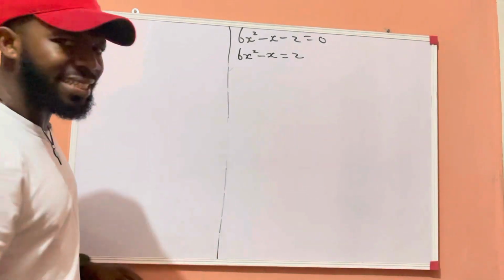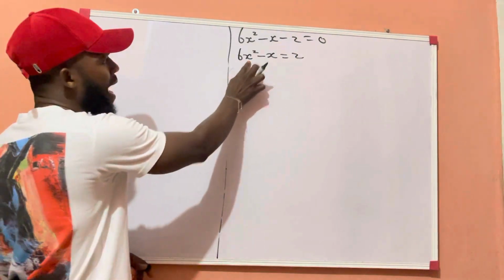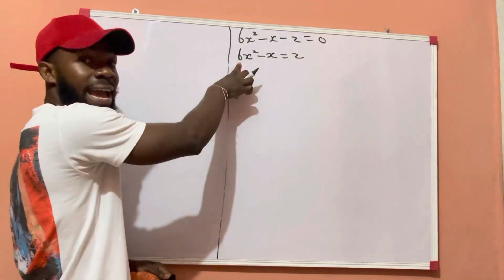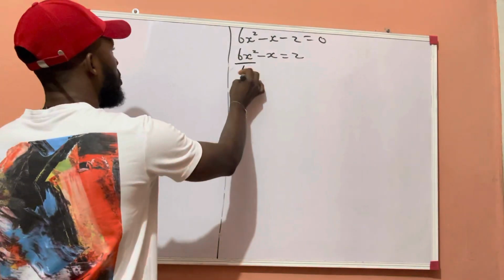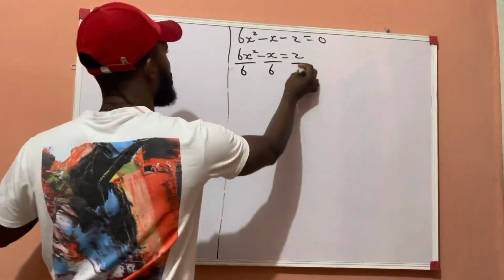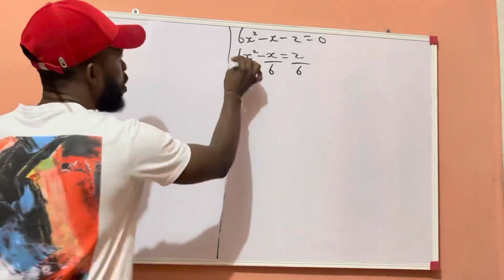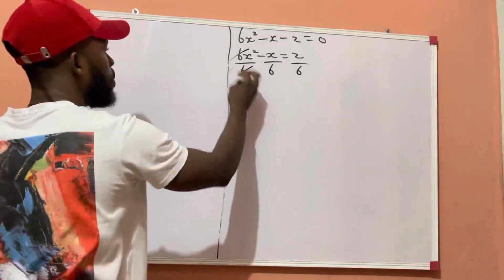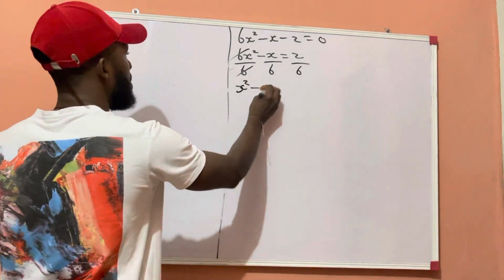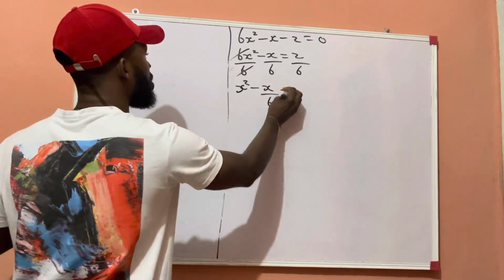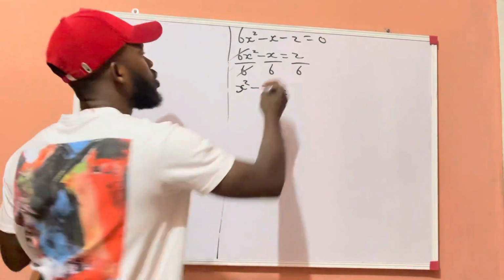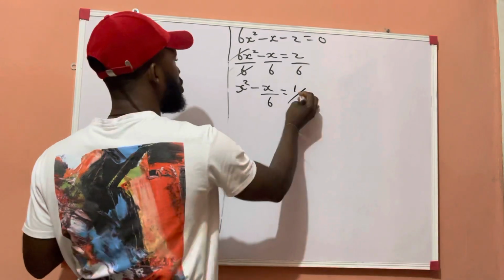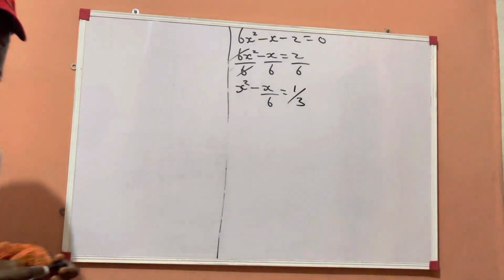And then what did I say is the second step you take? Make sure that your x squared is carrying 1. But what is our x squared carrying here? 6. So what did I say you do? You divide all through by 6. Over 6, over 6, over 6. So what do we have? When 6 cancels 6, what do we have left here? x squared minus x over 6 is equal to, I believe 2 can cancel 2 and 6. When 2 cancels 2, 1. When 2 cancels 6, 3.